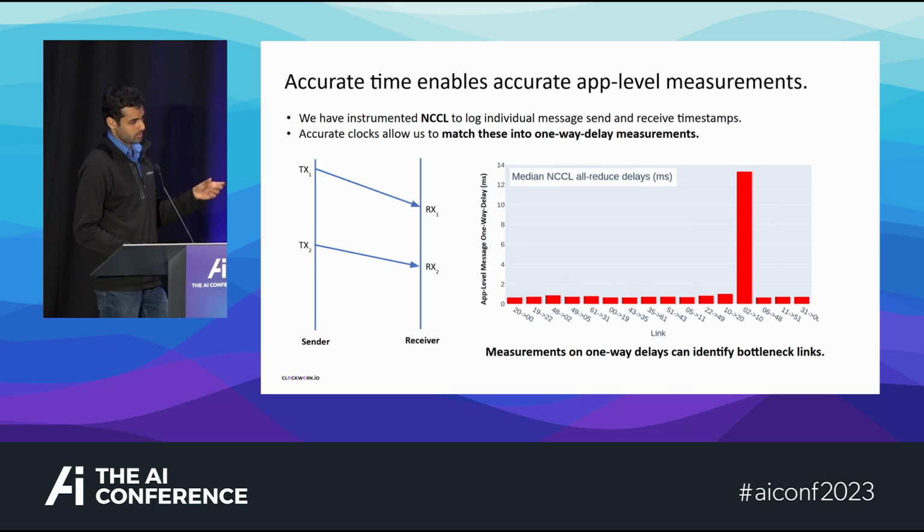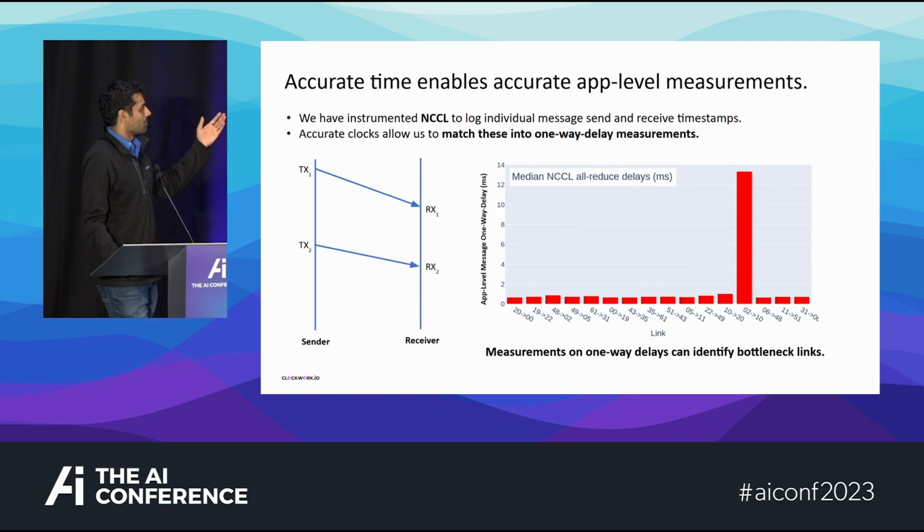So we can actually use Clockwork's accurate time to take a look at the ring a little bit more closely and see when bottlenecks appear. What we've done is we've taken a version of NCCL that has been instrumented to log the send and receive timestamps of messages on each of the links in the ring. And because we have accurate time, we can match the send and receive timestamps to create one-way delays and actually measure the one-way delays on each of those links. And that's exactly what this graph is showing.